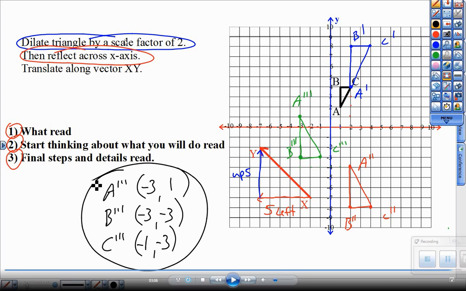Dilate triangle by a scale factor of 2. Multiply every coordinate by 2, or double that distance from the origin to that point to get that doubled length. Reflect across the x-axis means I'm moving a shape equal distance straight across the line I'm reflecting across, equal distance. And then translating along a vector, moving along the direction the arrow showing. The arrow shows you where you're moving to. The arrow gives you a left component and an up component, always. Left or right component, up or down component.